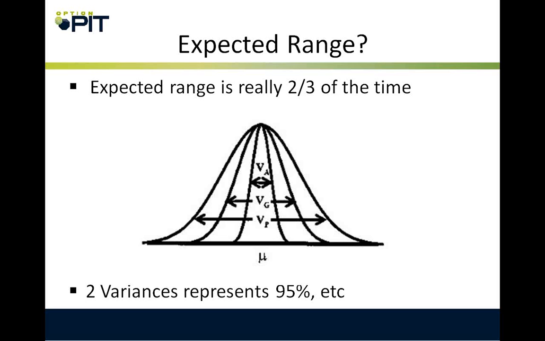And now two standard deviations, two variances, represents about 95% of the time. I think it's 95.1. What is the formula for two standard deviations? One standard deviation times 2. Pretty simple.